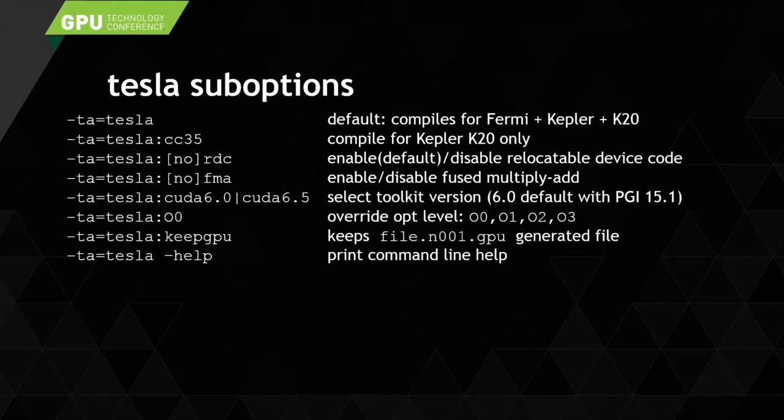And there are some other things. You can keep the GPU file. Now, if you look at the GPU file, it's going to be LLVM IR. It's not going to do you a heck of a lot of good. There's another flag. You can say the sub-option nollvm, and then it'll save the corresponding CUDA C. Good luck reading that. It's assembly language written in C. And you can also just add -help, and it'll give you the help for whatever options you have on the command line.